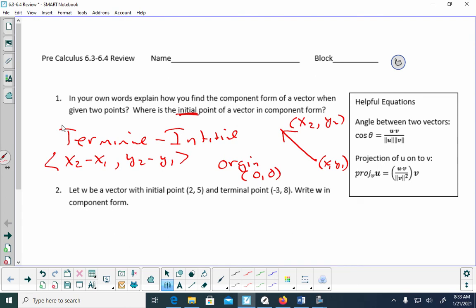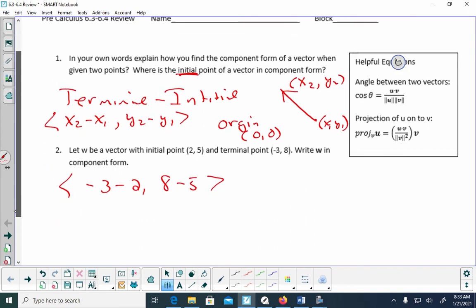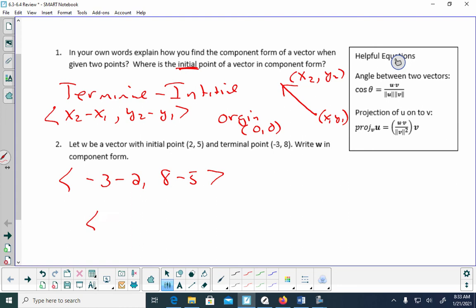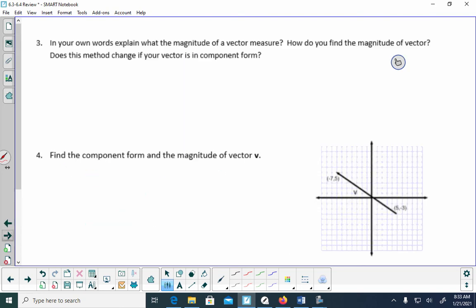Number 2, let W be a vector with an initial point of 2, 5, a terminal point of negative 3, 8. So I'm going to take terminal, negative 3, minus initial, terminal minus initial, and then I put the brackets to show that I am putting in a vector form. So I'm going to have negative 5, positive 3, and that's in component form. So it's like I'm picking up that vector and placing it so that it starts at the origin.